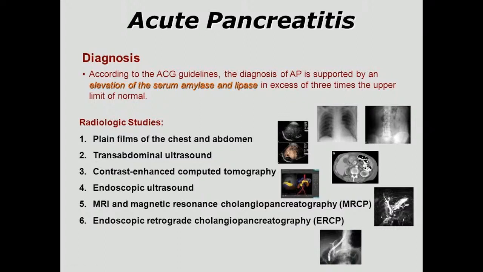Students, in this slide you can see the diagnosis of acute pancreatitis. According to the ACG guidelines, the diagnosis of acute pancreatitis is supported by elevation of serum amylase and lipase in excess of 3 times the upper limit of normal. Other methods are biochemical methods of research and radiological studies.